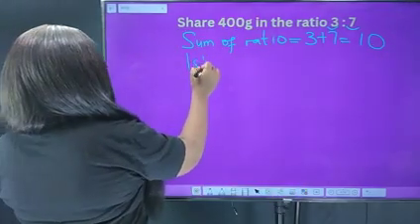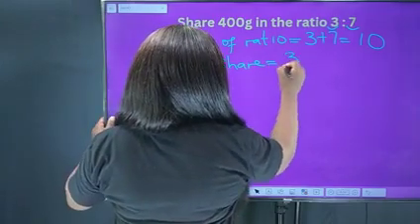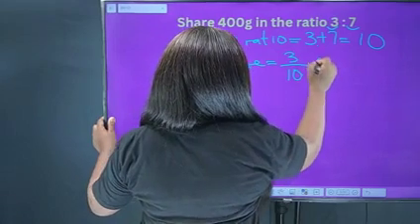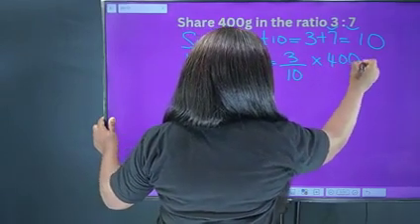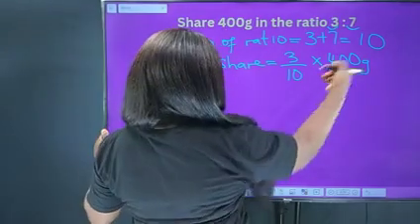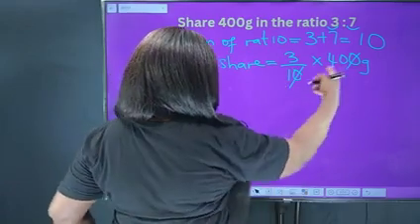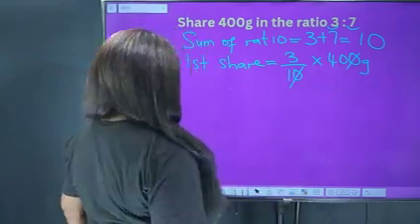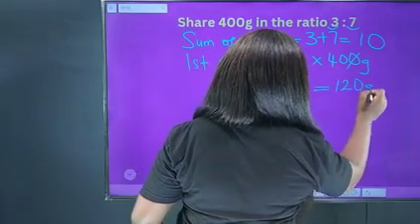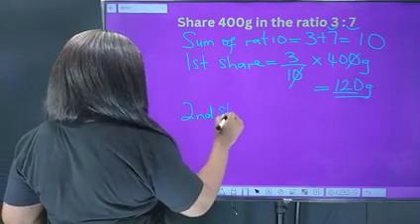Now, let's find the first share. The first ratio is 3 divided by the total number of ratio, which is 10, times 400 grams, because 400 grams is the item we are sharing. So you can see it's very easy. 0 cancels 0 because 400 divided by 10 is same as 40. So 40 grams times 3 gives us 120 grams.